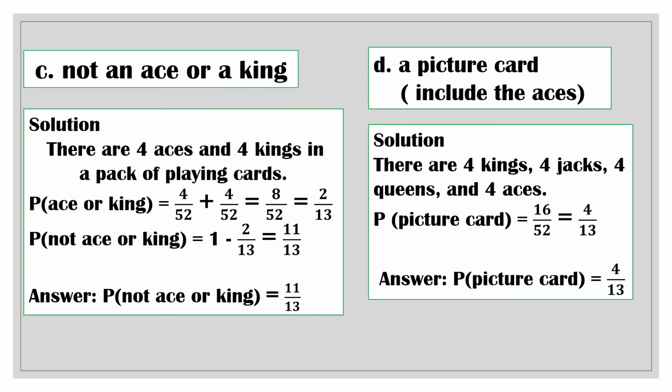Okay, so 16 over 52 is equal to 4 over 13 in its lowest term. So the answer here is the probability of a picture card is equal to 4 over 13.